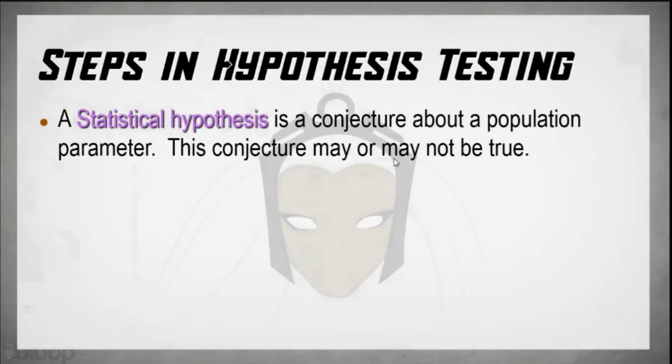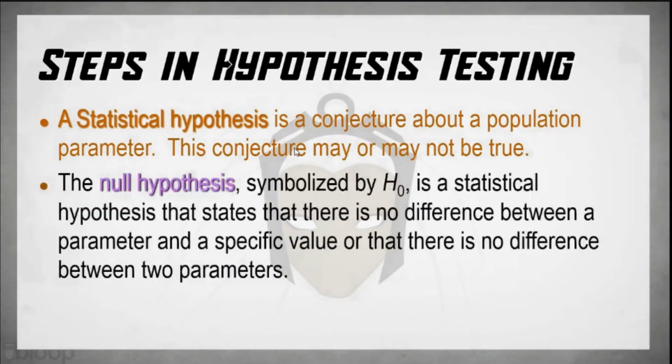Now, a statistical hypothesis is a conjecture about the population parameter. This conjecture may or may not be true. And there are 2 types of hypothesis. And the first one is the null hypothesis, which is typically symbolized by H0. It is a statistical hypothesis that states that there is no difference between a parameter and a specific value, or that there is no significant difference between 2 parameters. So lagi siyang no significant difference when it comes to null hypothesis.